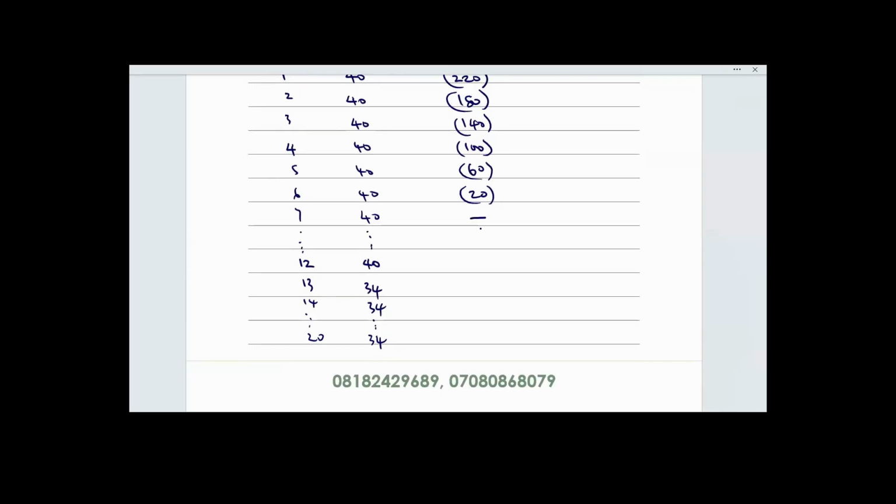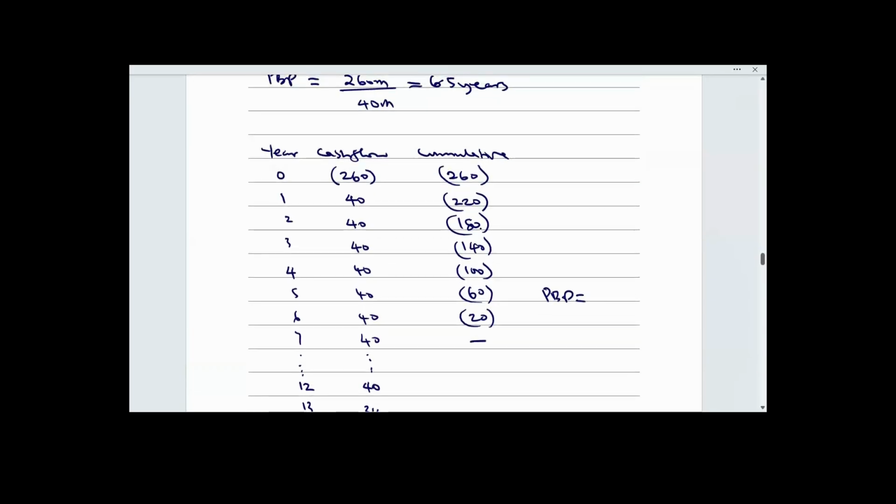In this case, you then calculate your payback period. Payback period is equal to how many years have you recovered? We have recovered for 6 years. Year 1, year 2, year 3, year 4, year 5, year 6. So here will be 6 plus the outstanding balance of 20 divided by the next cash inflow of 40. So that means your payback period is equal to 6.5 years.